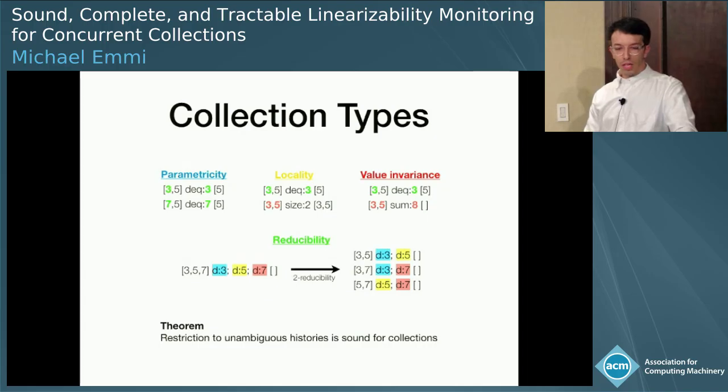And they will have consequences that I'll get into. The most immediate consequence is based on implementations, not the types of abstract data types, and says that the restriction to unambiguous histories is sound for implementations which are parametric. That is to say, if we're looking at implementations which don't inspect the value of particular operations and can just work over arbitrary renamings, then the restriction to unambiguous histories is sound.